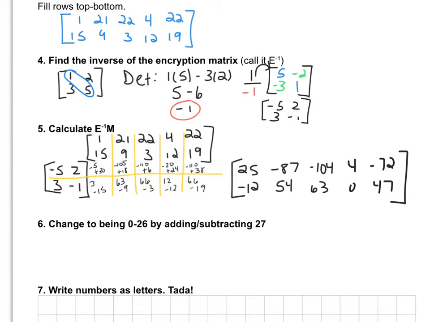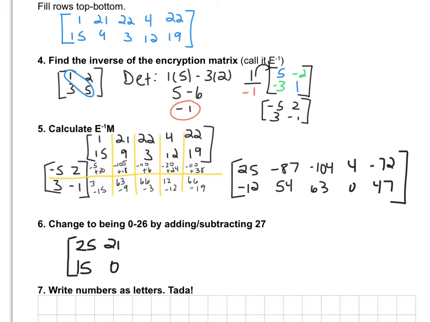Now we have some negative numbers, so we're definitely not 0 to 26, and we have some numbers that are bigger. So if we're above 26, then we're going to minus 27. If we're below 0, we're going to add 27. So 25 is fine. Negative 12 plus 27 is 15. Negative 87, we're going to add 27 several times and get 21. 54 will minus 27 a few times and get 0.